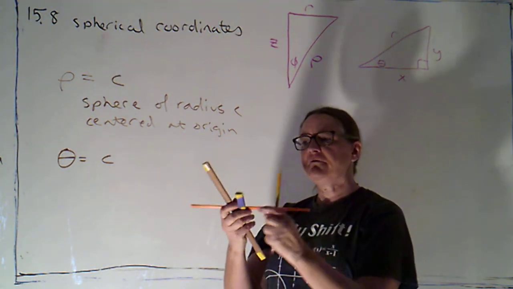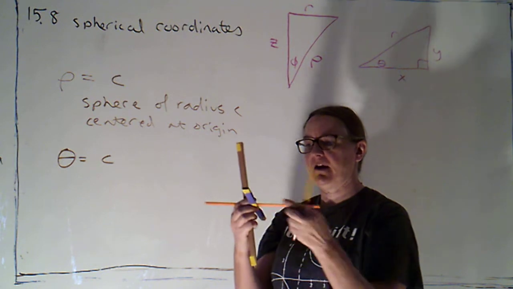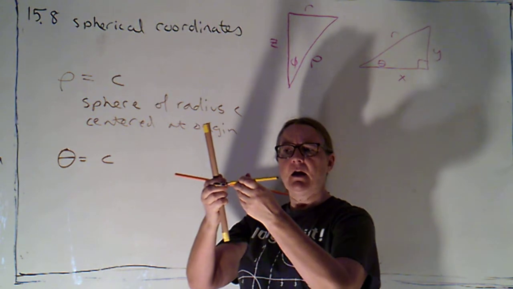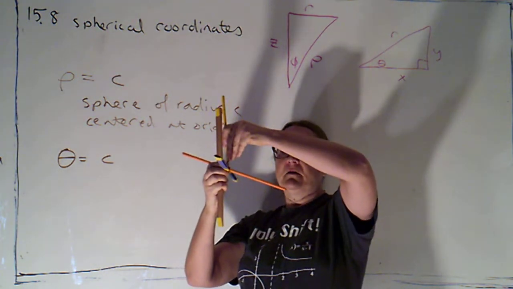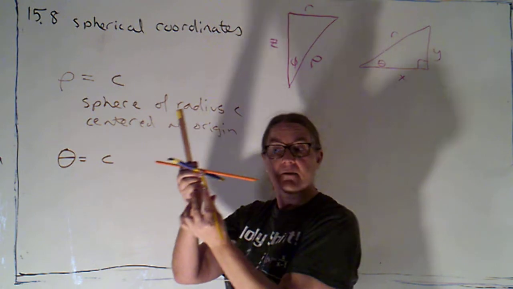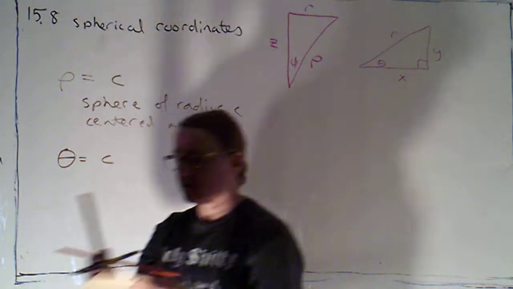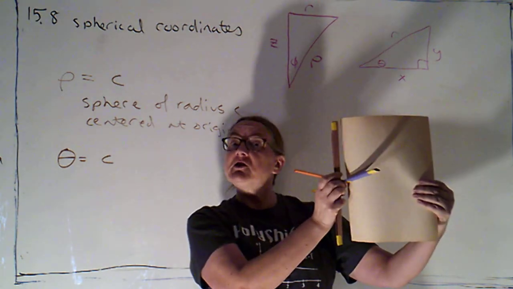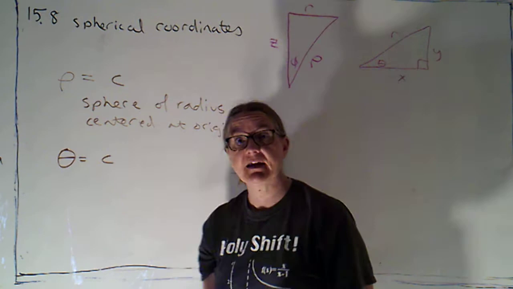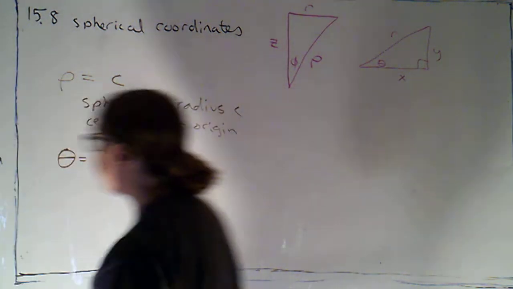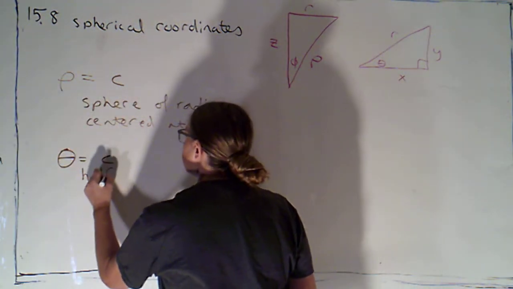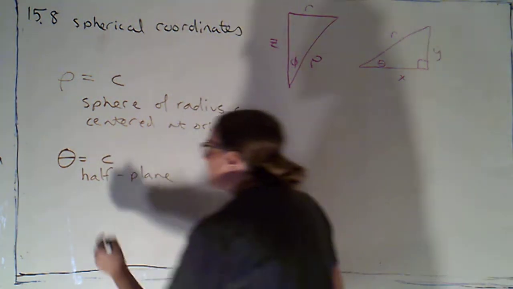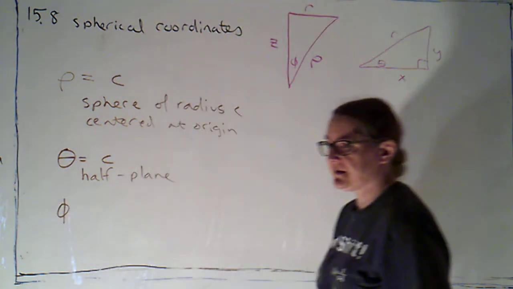And then phi is also allowed to vary. So right now, if I'm on the xy plane, phi would be pi over 2. But phi could be 0 all the way down to pi. What that's doing is sweeping out a half plane. So it's just like what we had when we were working in cylindrical coordinates. If theta is constant, we're going to get a half plane. So then what happens if phi is constant?